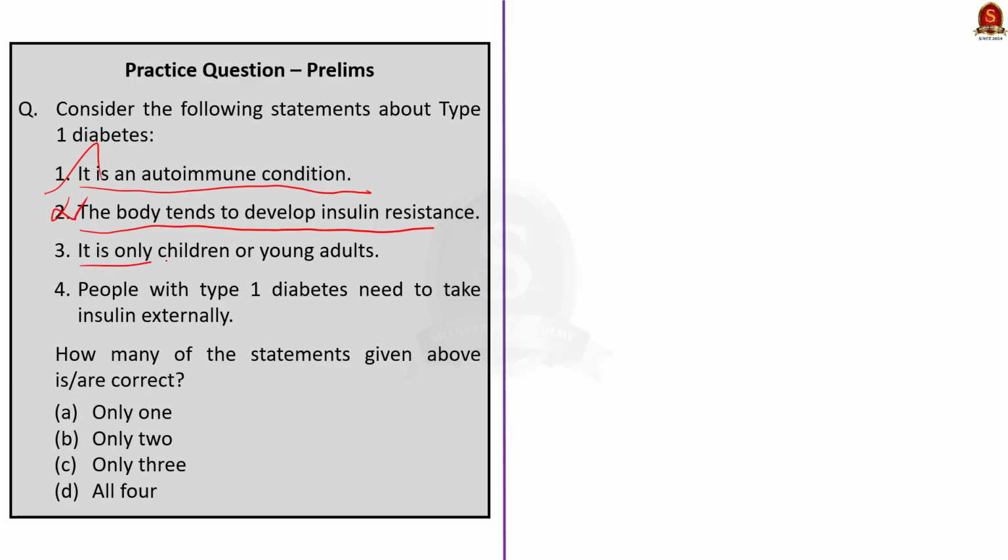Third statement says it is found only in children or young adults. See, this statement is also incorrect. Type 1 diabetes is often diagnosed in children or young adults, but it can happen at any age. So the third statement is incorrect. Look at this fourth statement. People with type 1 diabetes need to take insulin externally. This statement is actually correct. So the correct answer for this question is option B, only 2.